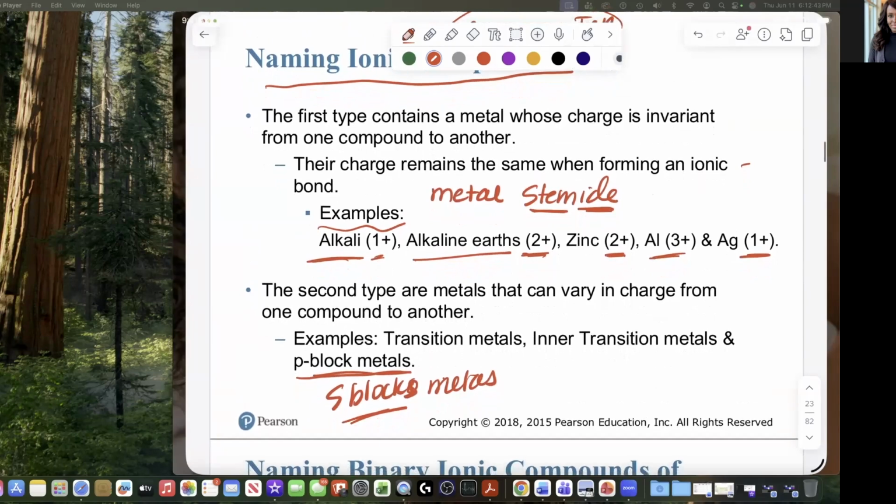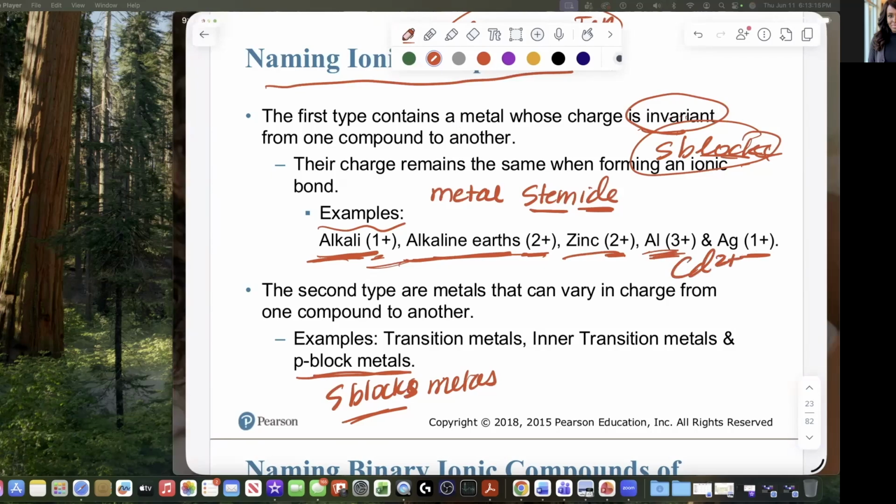I guess the one with the fixed charge, the one where the charge is invariant, that will be the S block metal. I see what they're doing here. I'm trying to separate the one with the fixed charge versus the one with the varying charge. So the metal with the invariant charge is the S block metal, right? And they give you the example here. All group 1 metals are invariant. Group 2 metals are invariant. Zinc, aluminum, silver. Technically, you can put cadmium here. These are all invariant, right?